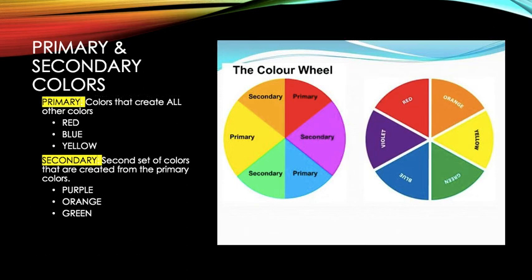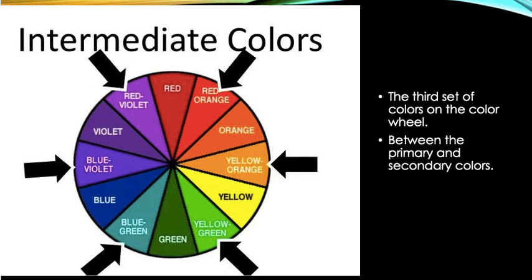Now, there's a third set of colors, and sometimes it's called tertiary, but I like to call them intermediate colors. And they are the colors that fall between primary and secondary colors. So red is a primary color. Orange is a secondary color. The color in between those is the intermediate color. And when you name them, you're going to put the primary color first. So this is red-orange. It would not be orange-red. Red-orange is the intermediate color.